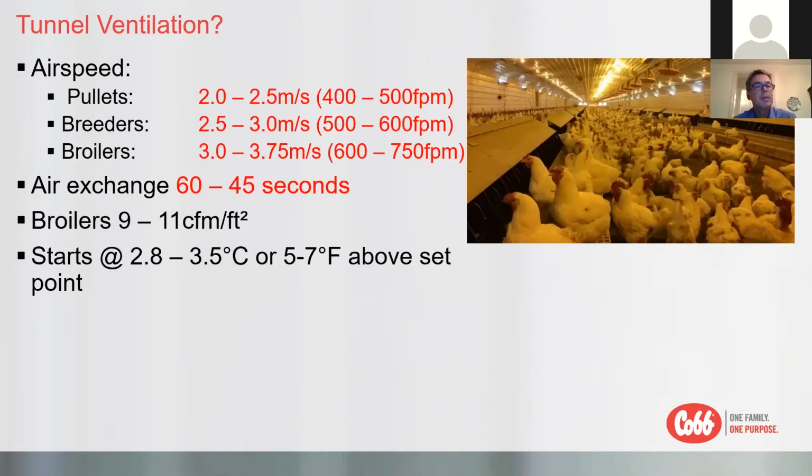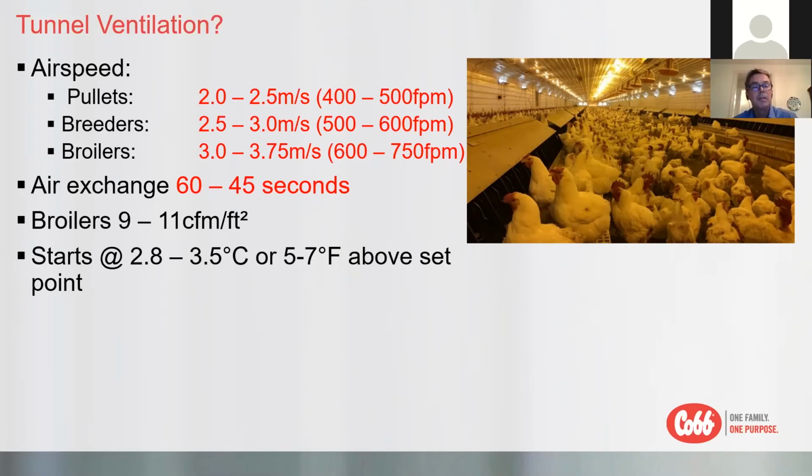So what air speeds do we need? For those of you on the rearing side, if you're building a new rearing facility, you're going to need somewhere closer to 500 feet per minute. If you do the calculations like we just ran through, and you do the same calculation for pullets, it's going to tell you that you probably only need 2 meters per second, an air exchange equivalent of 2 meters per second. In breeders, it's going to be somewhere between 2.5 to 3 meters per second.